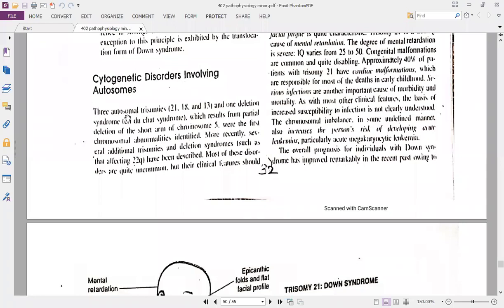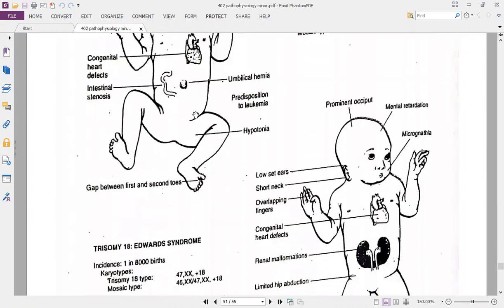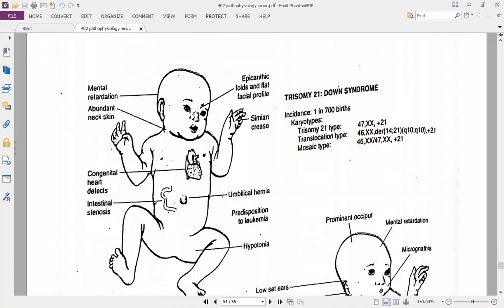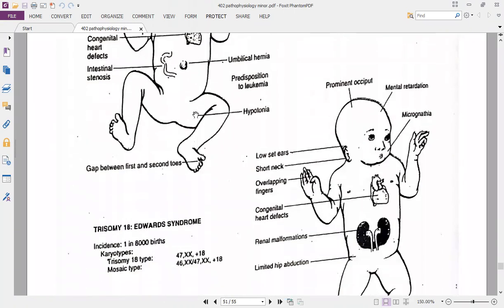Cytogenetic disorders involving autosomes. The autosomal trisomies, trisomy of chromosome 21, chromosome 18, and chromosome 13, are the ones which are compatible with life. We are discussing here, for instance, let's come here. So the first that we are discussing is Edwards syndrome.